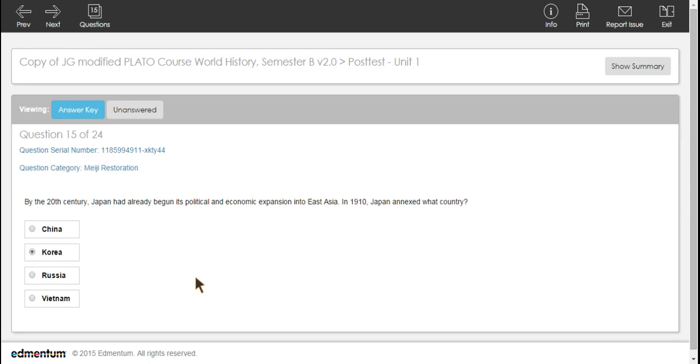By the 20th century, Japan had already begun its political and economic expansion into East Asia. In 1910, Japan annexed what country? China, Korea, Russia, or Vietnam? The correct answer is Korea.